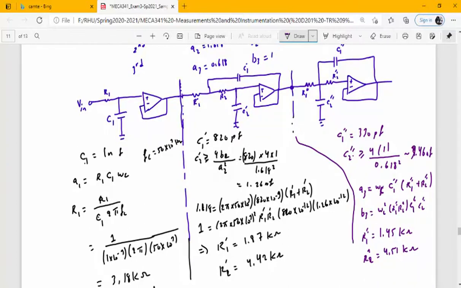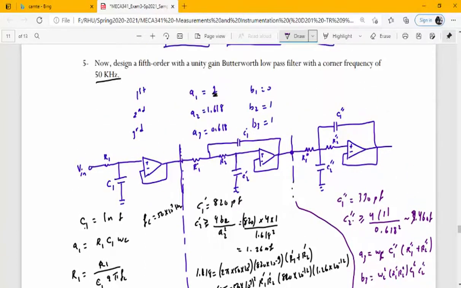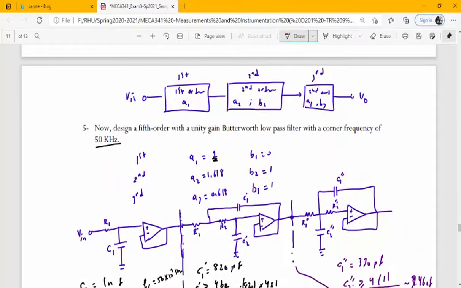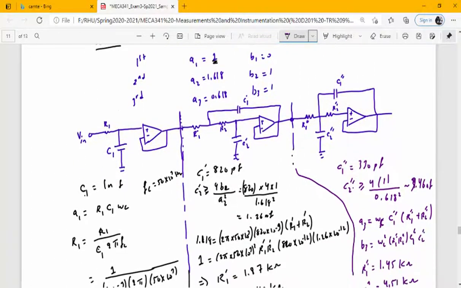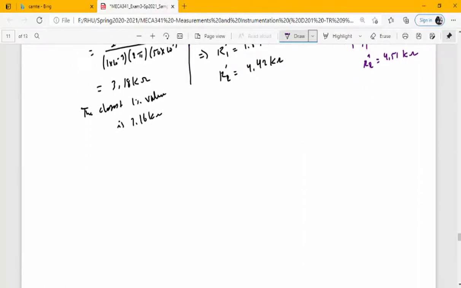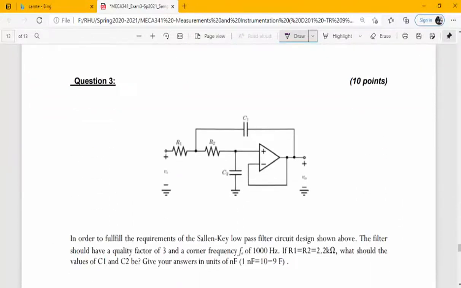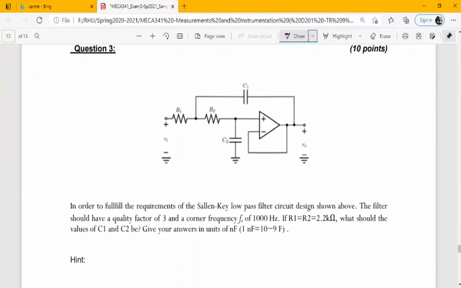This is called the fifth order filter, and this is a type of Butterworth low pass filter which gives you a flat response, which is less steep compared to the Chebyshev filter. And the ripples are almost negligible in the Butterworth filter, because Q is equal to 1 over radical 2. Sallen-Key is really powerful, very useful.